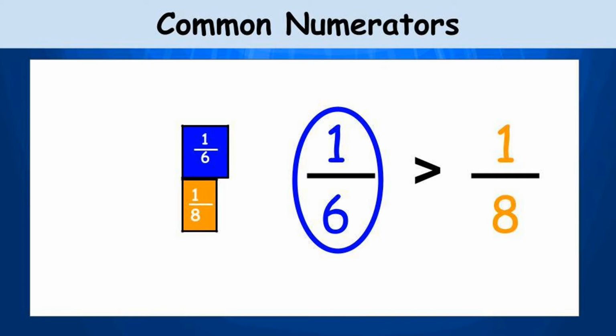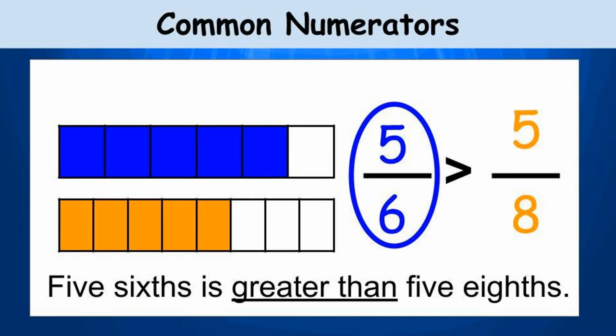Let's look at an example that has common numerators. 1/6 and 1/8 both have a numerator of 1. When we draw a picture of the model, it's easy for us to see that the blue 1/6 is greater than the orange 1/8. We can then assume that 5/6 is also larger than 5/8. Let's look at our model to see if that's true. Yes, 5/6, which is in blue, is definitely greater than 5/8, which is orange.